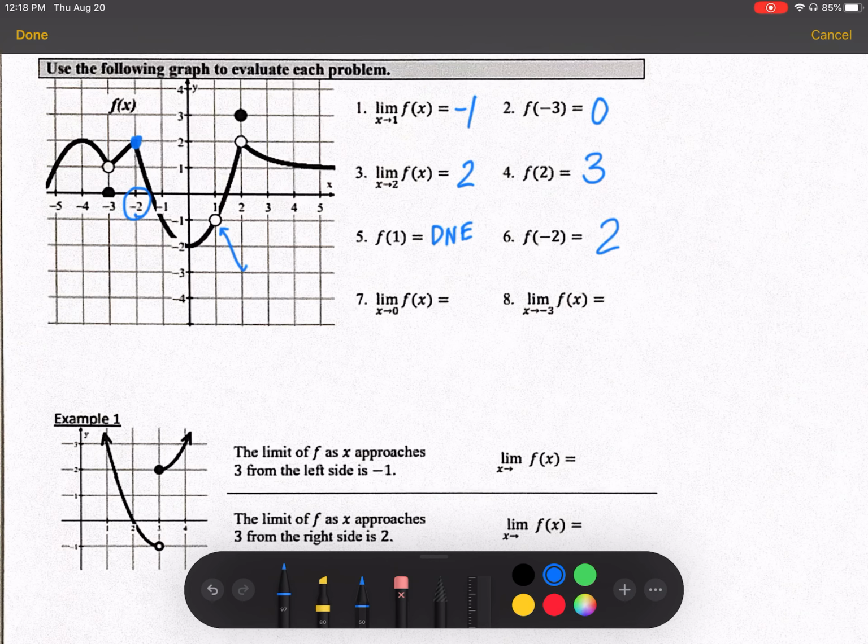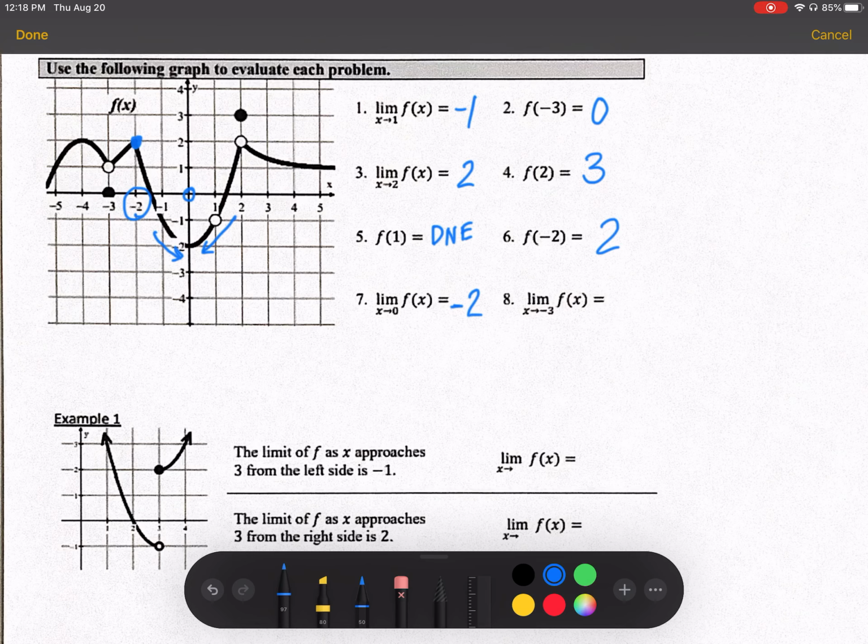And then the limit as x approaches 0 of f of x. So looking at where we have this x value of 0 here, I want to see what the curve is doing from each side. Well, both sides are trending towards negative 2. So the limit is negative 2.